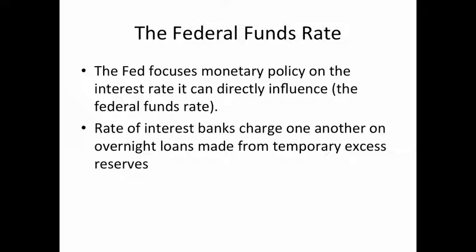Another bank might find, like in the previous example, it actually needs some reserves as it's loaned out too much money. So that bank could borrow money from another one that has some excess reserves. When that transaction happens, when one bank loans money to another, it charges that bank interest, and that interest rate is called the federal funds rate.